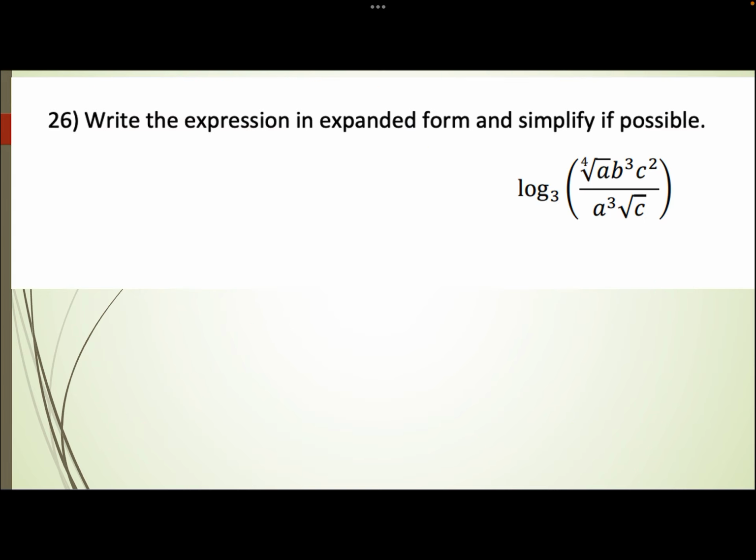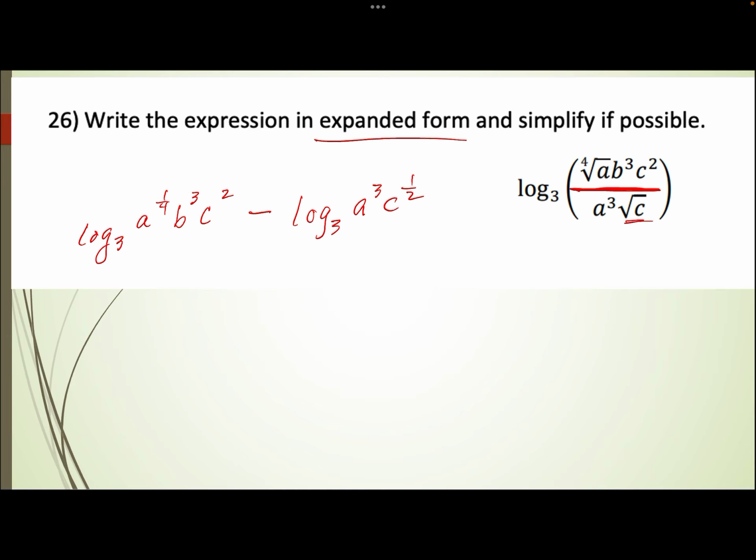Okay, this one is expand the formula. So remember, we're going to separate the fraction first, and that means divide. So I'm going to change this a to a to the 1/4 because we're going to have to get rid of these exponents. And we don't want radicals, so we change them to exponents. Minus log base 3 of a cubed c to the 1/2. Same thing, I'm going to change this to an exponent.